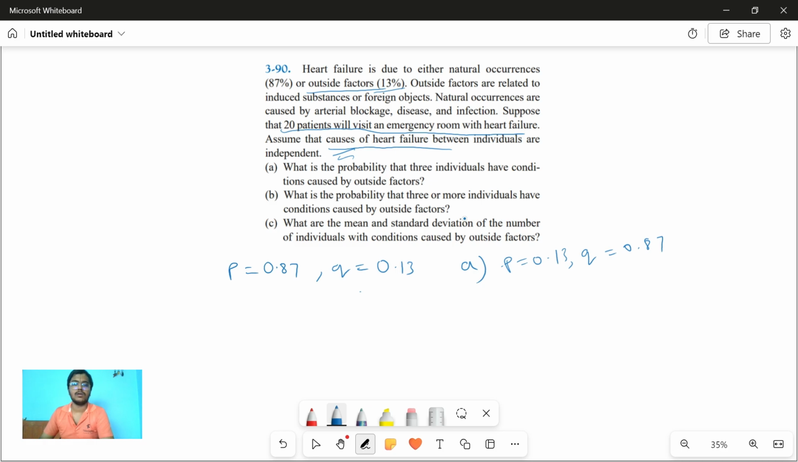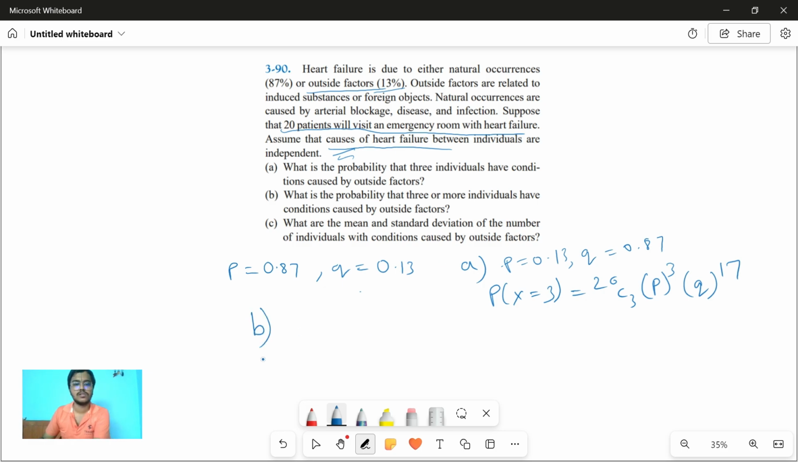What is the probability that three individuals will have conditions caused by outside factors? Three means P of x equal to 3 out of 20, right? So it will be 20 C 3 times 0.13, which is P, to the power 3, and Q to the power 17. You can substitute and calculate. Understood? In this case, they have asked about outside factors, that's why you take P as 0.13 in this part.